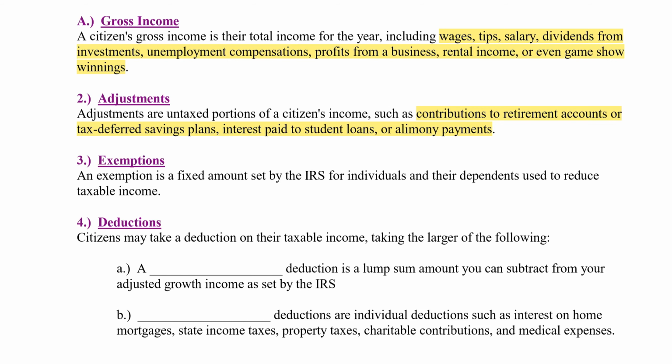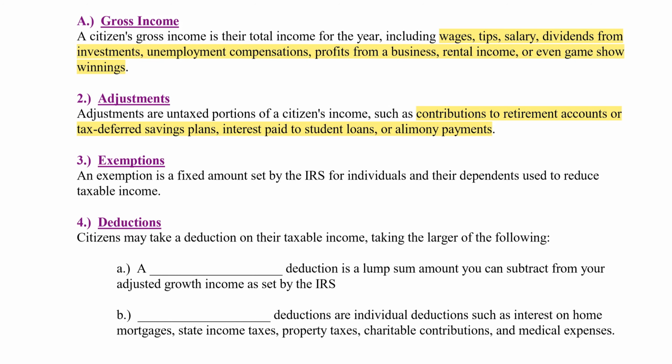So your gross income is all the money that you bring in for the year. Adjustments, we're going to deduct from your gross income a little bit by subtracting how much you contribute to a retirement account, tax-deferred saving plan, etc. A tax-deferred savings plan simply means that that amount of your income is not going to be taxed. Okay, I hope this terminology becomes simpler as we go.